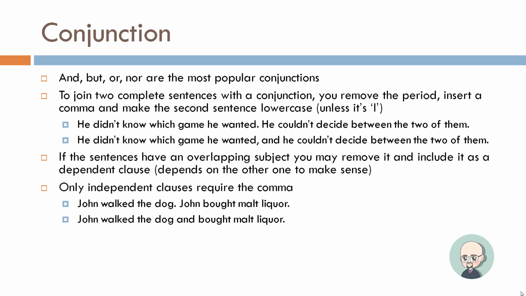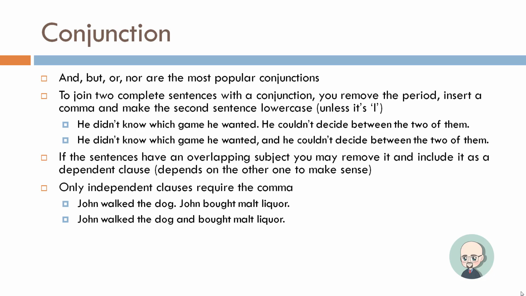Conjunction. And, but, or, nor are the most popular conjunctions. To join two complete sentences with a conjunction, you remove the period, insert a comma, and make the second sentence's first word lowercase, unless it's I. He didn't know which game he wanted. He couldn't decide between the two of them. Okay? He didn't know which game he wanted, and he couldn't decide between the two of them. See how I put in that comma, and there we go.